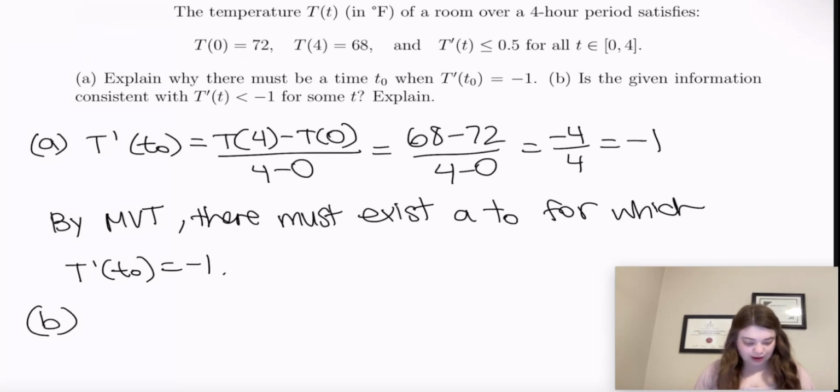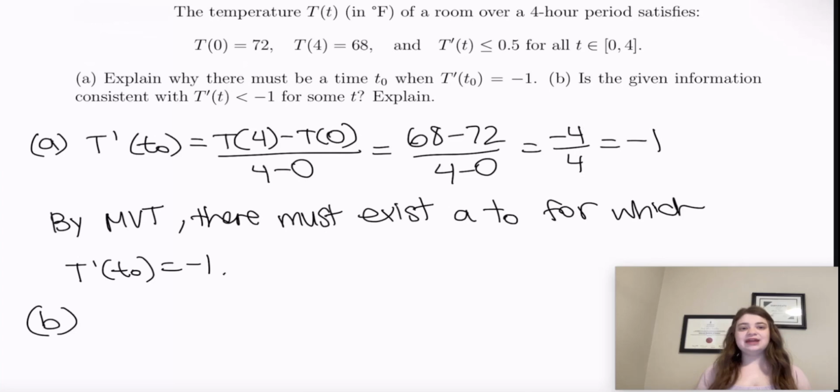Then let's do part B, which says, is the given information consistent with T prime of t being less than -1 for some t? Explain. So the thing is, it's possible technically, but it's not necessarily the case. So I'm going to explain how come that's not really the case necessarily. The thing is, it could be -1 the entire time. That could just be the rate of change the entire time.